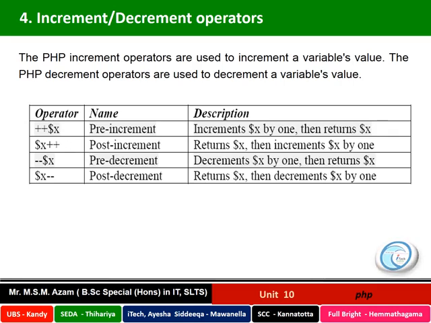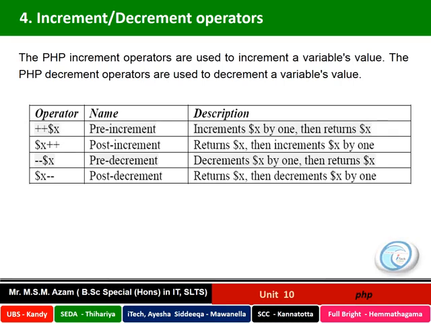First one, ++$x. We call this pre-increment. Here we have to increment the variable value by 1 and then return the result. Second one, $x++. We call this post increment. Here first we return the value of x, then increment the value of x by 1. Therefore we call this post increment. But in pre-increment, we increment the value of x first, then only return the value of x.